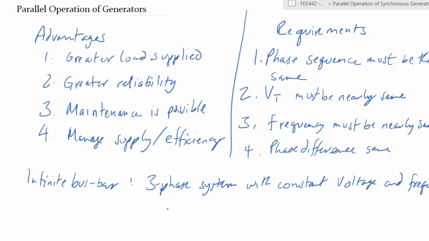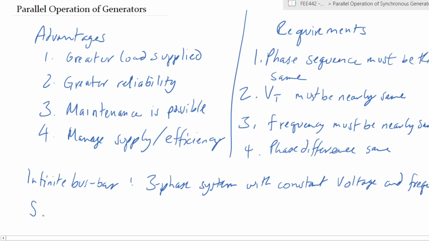That is when a generator is supplying a load. If the load increases, there's a tendency for the voltage to dip. So in the case of an infinite busbar, if you connect a generator to that system, or even if you connect a load to that system, the system is so large that it will not be affected in terms of voltage and frequency.